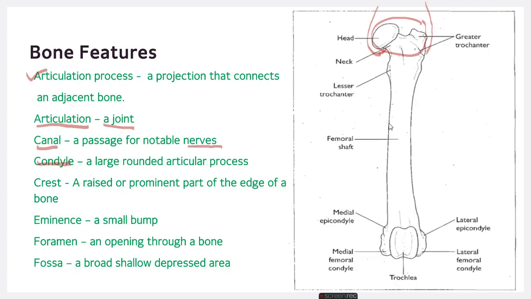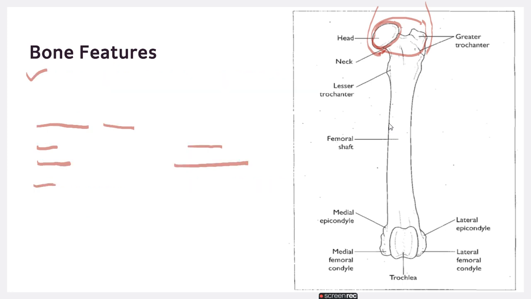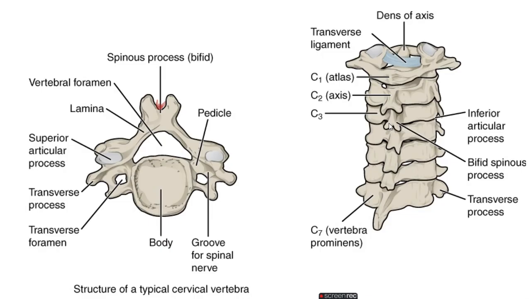And the condyle, a large rounded articular process. For example, this is a condyle, which is a large rounded articular process. And the crest, a raised or prominent part of the edge of a bone. For example, we have this one side. This is a crest, which is the large rounded area.